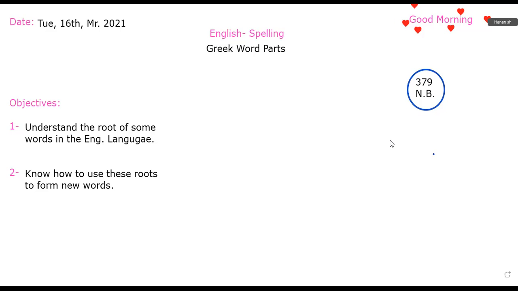MashaAllah, Miss Amal. Fairuz says her mic doesn't work. Fix it, ya Fairuz, or try to remove it at all and listen from the laptop. Okay, thank you so much, ya Amal.